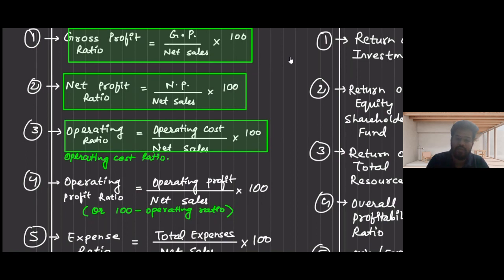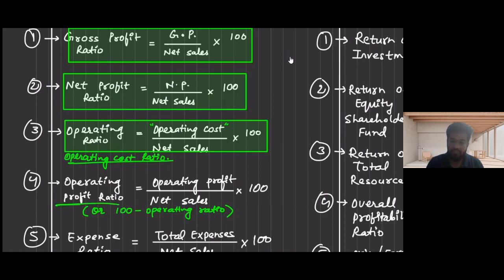What this operating ratio does is compute the operating cost, which is your cost of goods sold plus other operating expenses. Operating expenses mean those which are related to the business. Interest is a finance expenditure, so it won't be included in your operating cost. Remove the financial element from all expenses and you will get the operating cost. Divide that operating cost by the net sales, and you will get to know your operating cost ratio.